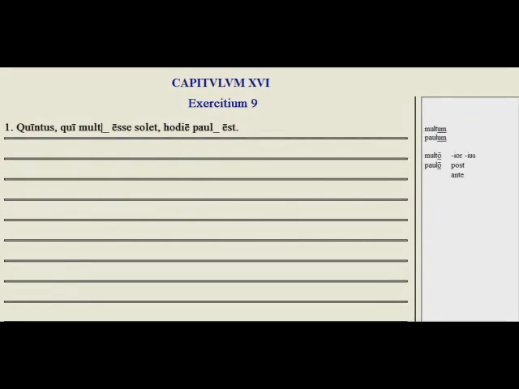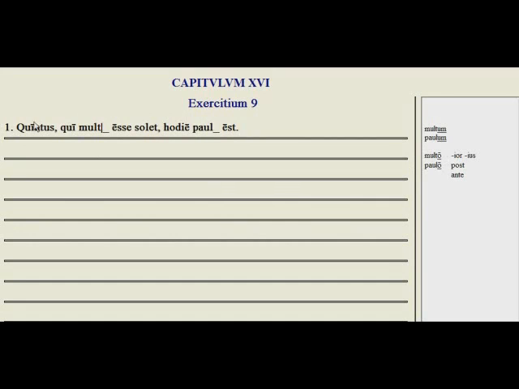And let's try exercise 9. Here we have practice with multum and paulum as accusative objects, like he ate much or he ate little, multum or paulum, as opposed to adverbial multo and paulo. He is bigger by much, or he's much bigger, or he came in much later, multo post, or much before, multo ante, or paulo, he is much smaller, paulo minor, or minus.